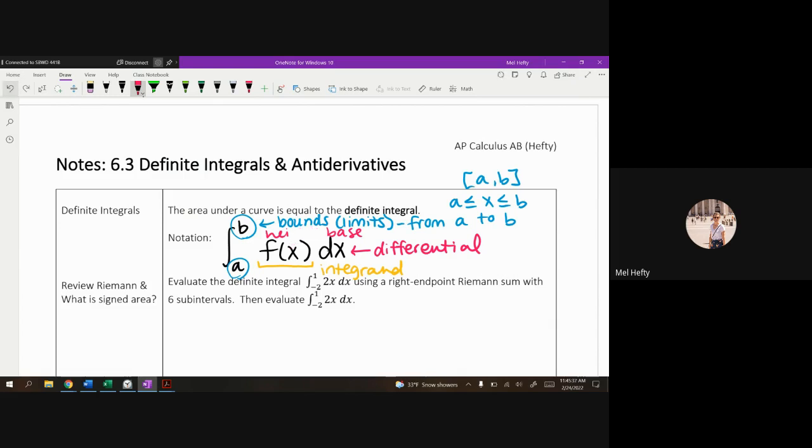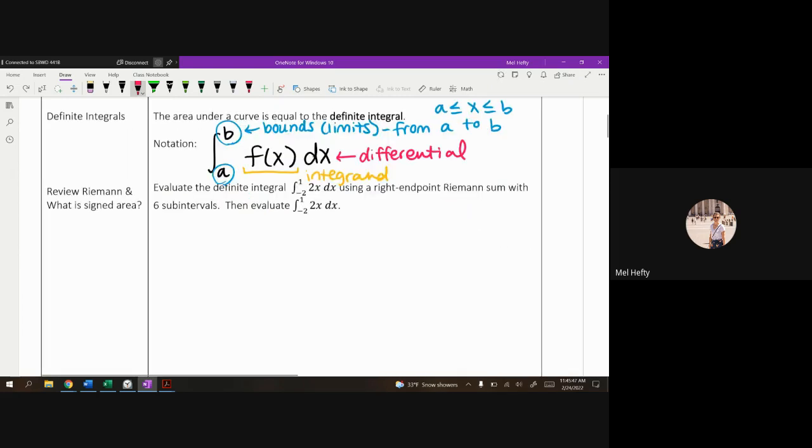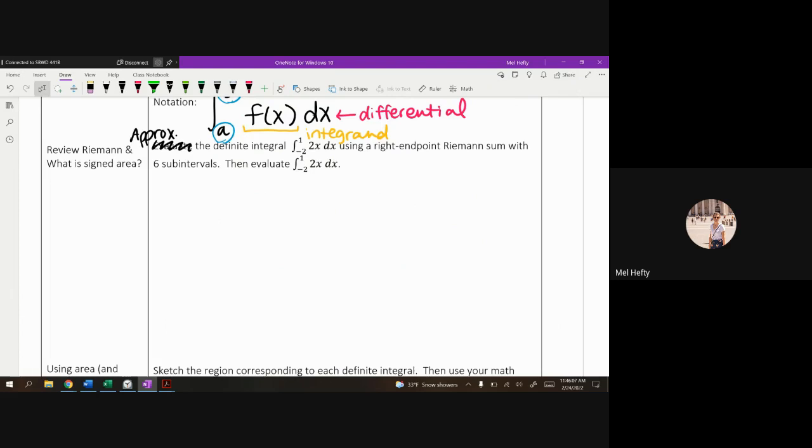Antiderivative. Yeah, it's got some fun words in here. So really, this is just putting some new words on what we were already able to do. We are not going to actually evaluate the definite integral. I shouldn't be using that word. We are going to approximate it using a right endpoint Riemann sum with 6 subintervals. And then we're going to evaluate it by drawing a picture.